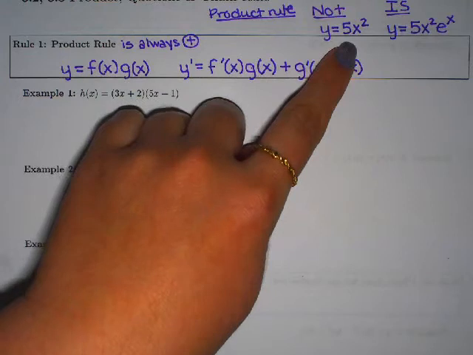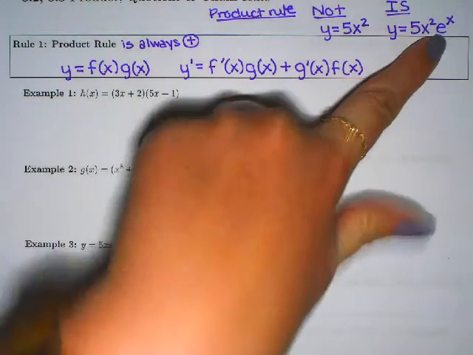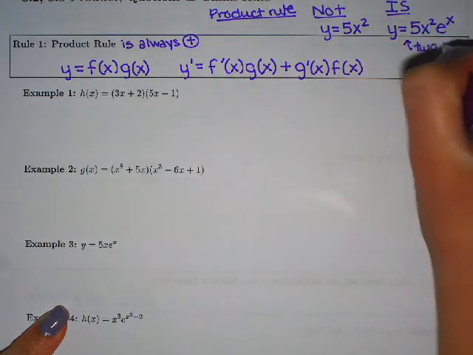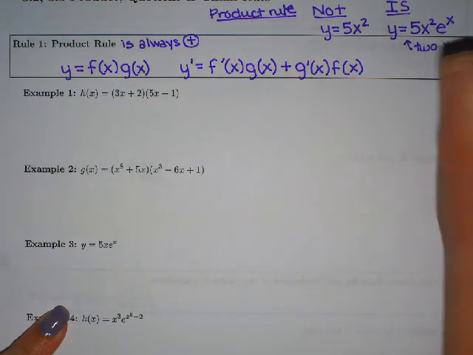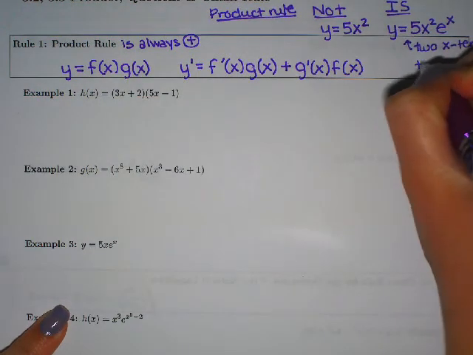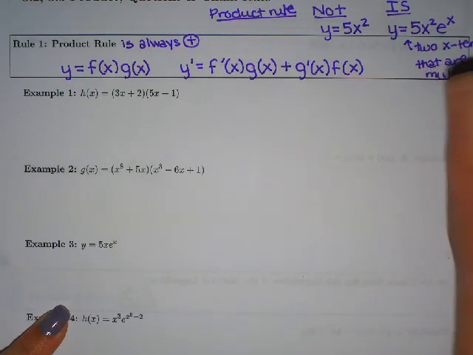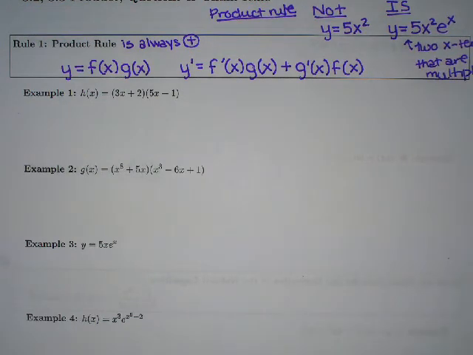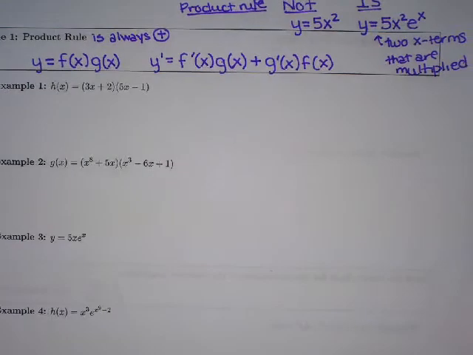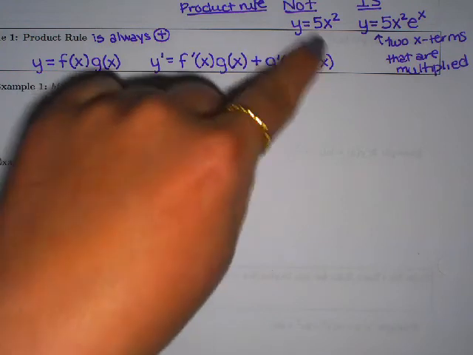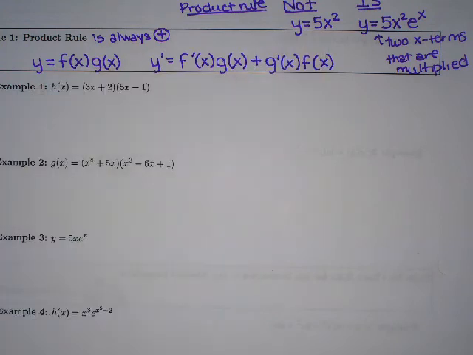So what's not a product rule is if there's just one x. If there's two x's multiplied, it is a product rule. Two x terms that are multiplied is a product rule. Two x terms that are multiplied versus just 5x squared is not. It only has one x in it. It's just the constant multiple rule.